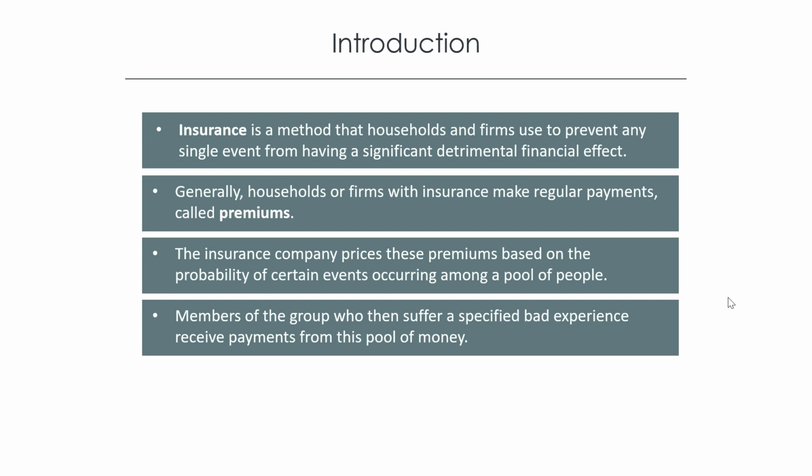To get this protection, households and firms need to pay premiums, which are regular payments to the insurance company. The price is based on probability of different events happening as well as the magnitude of those events. When a customer is affected by an event that's covered by their insurance policy, they receive payments from a pool of money collected by the insurance firm from multiple different customers over time.